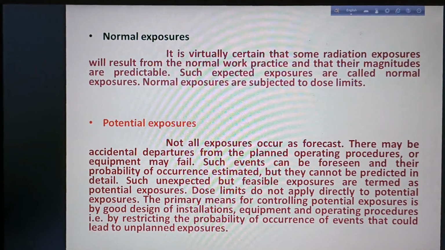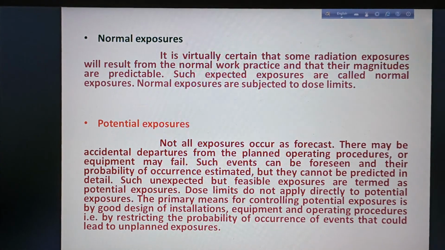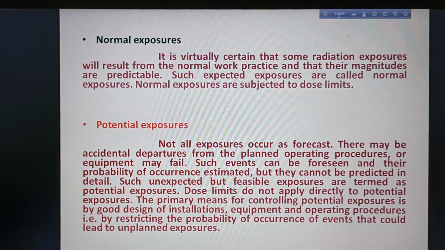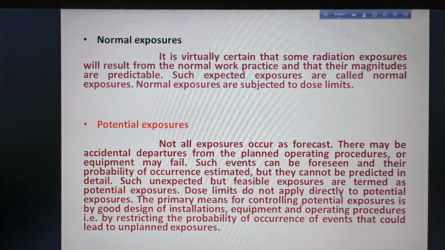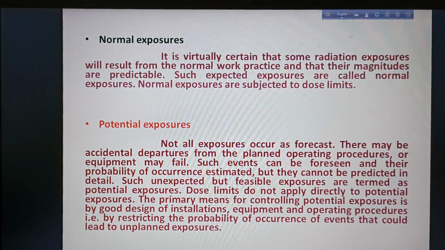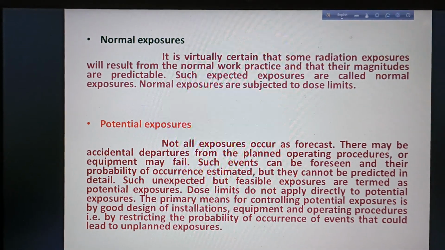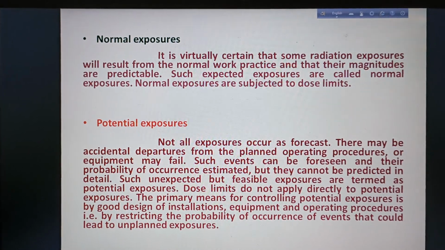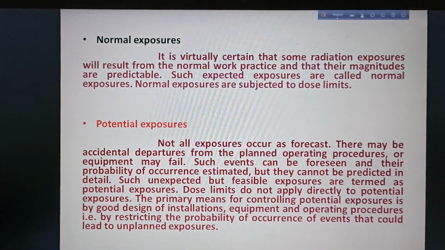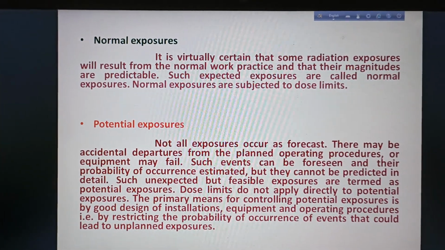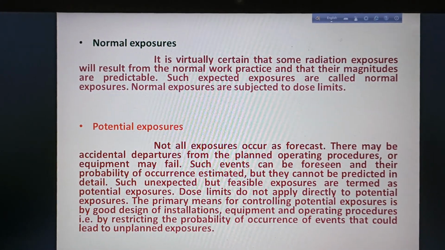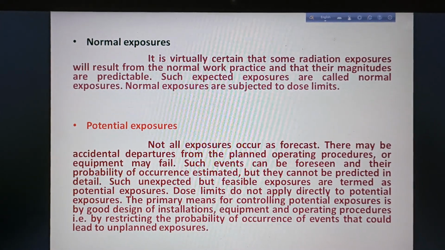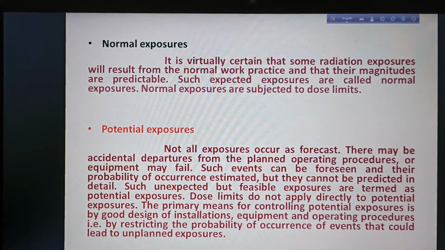So, what is normal exposure? It is virtually certain that some radiation exposure will result from a normal work practice, and that the magnitudes are predictable. Potential exposure: not all exposures occur as forecast. There may be accidental exposure. Basically, unexpected radiation exposures are termed as potential exposure. Those do not apply directly to the normal exposure.